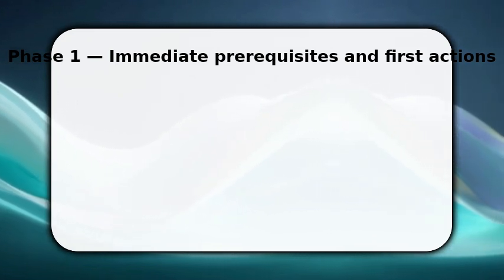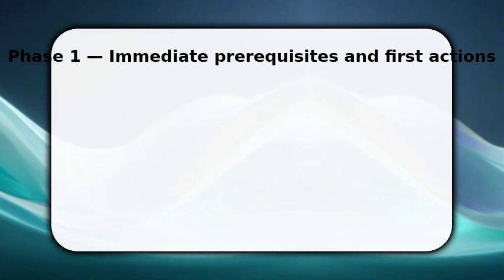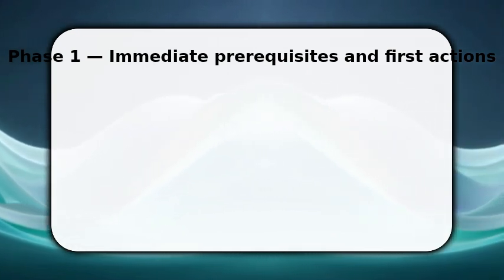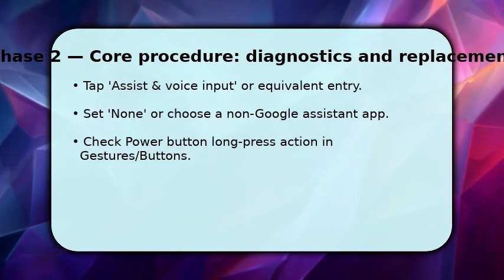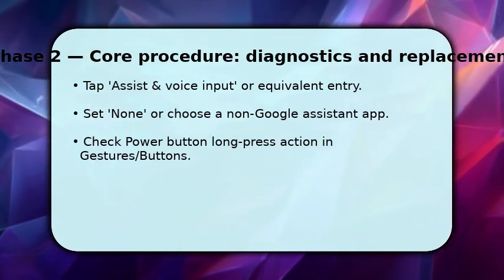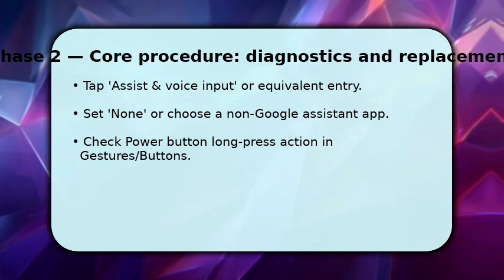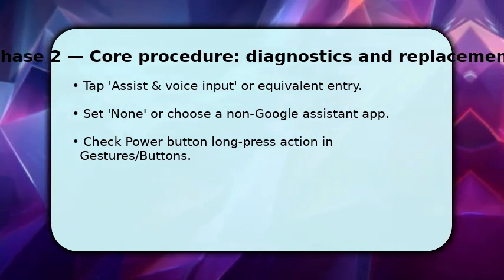This first step exposes the controls for which app answers a long press of the power key, and it's why we begin here, to change the default behavior quickly. Now you tap Assist and Voice input to see the current default assistant. Google will be listed. Change it to None or select a non-Google app so the power key stops invoking Google Assistant.